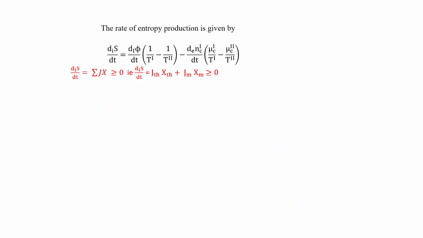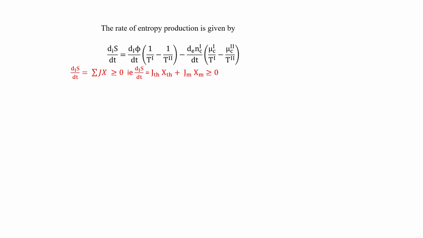So the rate of entropy production is given by this formula, which we have already discussed. Here there will be exchange of energy, exchange of heat, due to difference in temperature, which is represented here, and there will be change in number of moles with respect to difference in chemical potential between vessels 1 and 2. So it is represented in this way, and already we know the phenomenological equation.